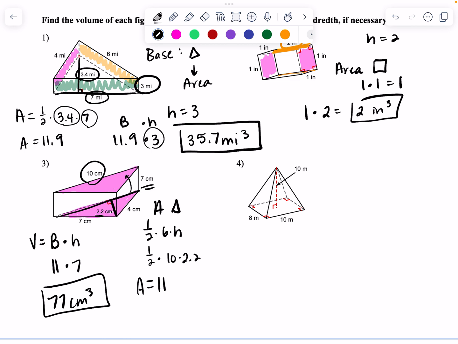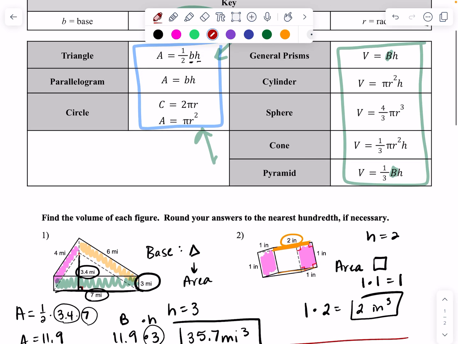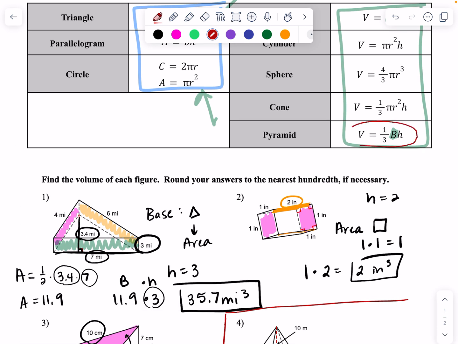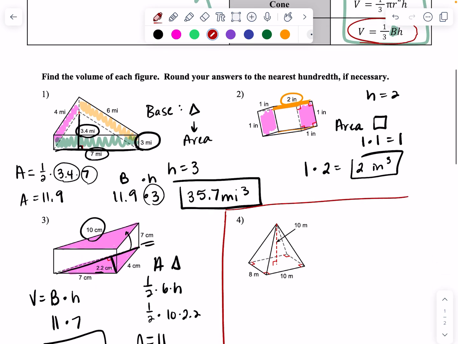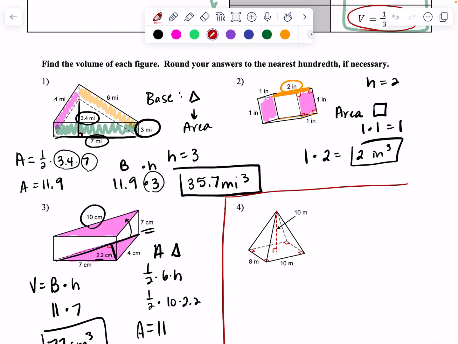So I'm hoping that part makes a little bit more sense with the area of the base times the height aspect, because we are going to switch and do some pyramids here, okay? So our pyramid formula sticks with the area of the base times the height, but now we have that 1/3 idea, and that's because it comes to a point, okay?